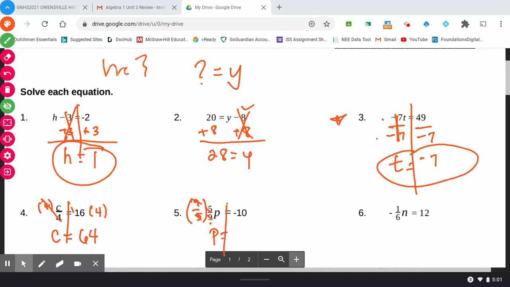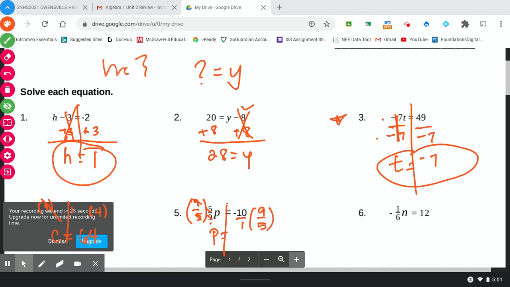But again, if I do something to the left, I got to do it to the right. So I'm going to put this 10 over 1 because I'm multiplying by a fraction. So my 5 will cross cancel, leaves me 1. Cross cancel and leaves you a negative 2. So negative 2 times 9 is a negative 18. So p is negative 18.